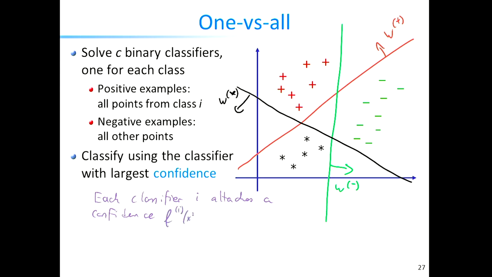f_i of x. Say in the linear case, this might just be w_i transpose x. And so it doesn't actually give a binary score, but it gives a real valued score. And now you determine which class it is by just assigning it to the classifier that expresses the largest confidence. So you would then predict y hat as the argmax over i in 1 to C of w_i transpose x.